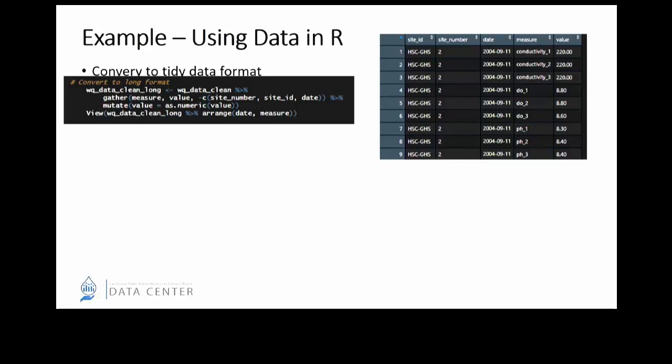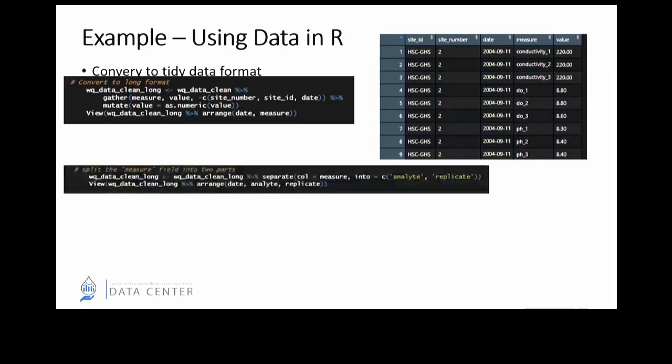And then the value is in its own column associated with that. So now there's one other thing that I'd want to do here. You can see that the measure field actually has two pieces of information embedded in it: the analyte and the replicate. So I want to split those out into their own columns.